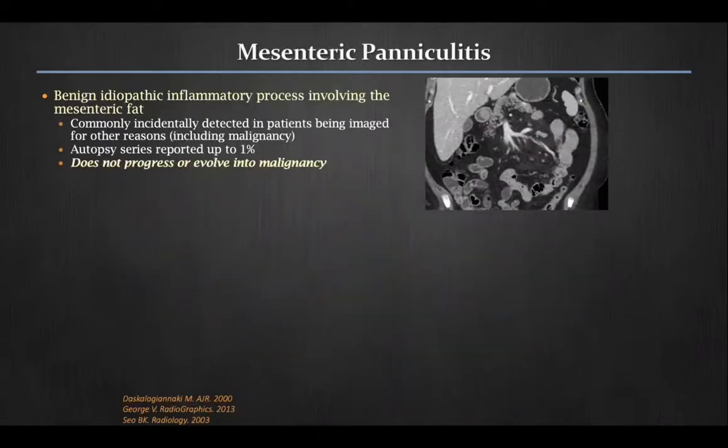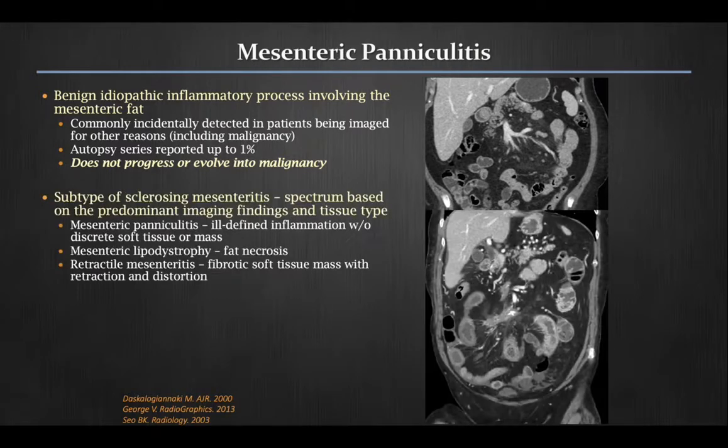This is mesenteric panniculitis. Mesenteric panniculitis is in this category of benign idiopathic inflammatory processes, in this case specifically involving the mesenteric fat. These are commonly detected incidentally in patients who are imaged for other reasons. You probably see these more than once per day on any abdominal imaging service. The key takeaway here is that the vast majority of these do not progress or evolve into malignancy. And in fact, I should say, not the vast majority, none of these progress or evolve into malignancy when they are a primary process involving the mesentery.